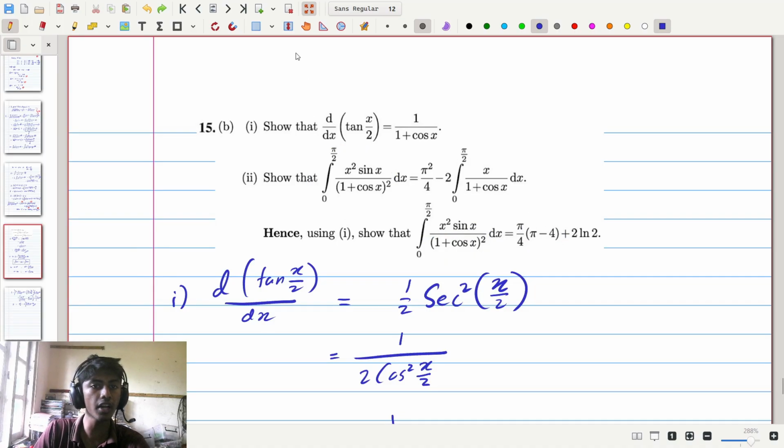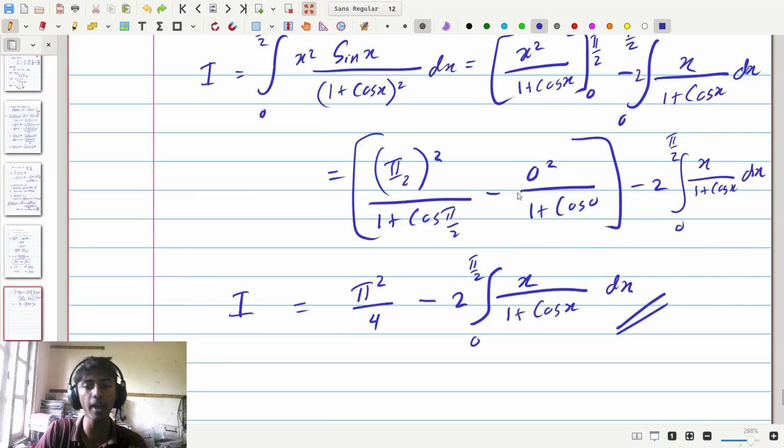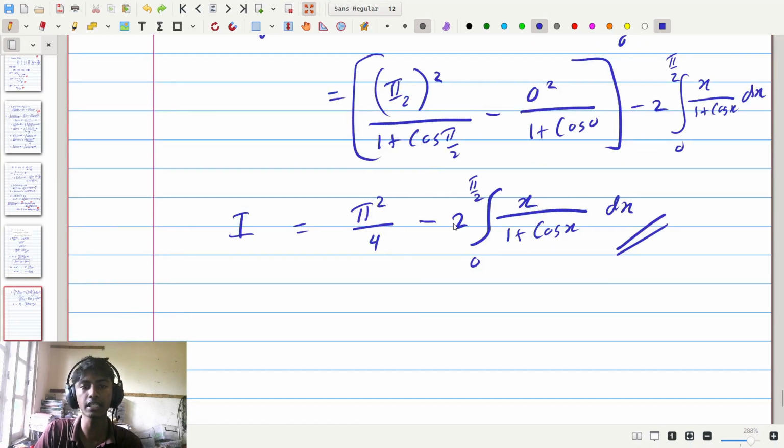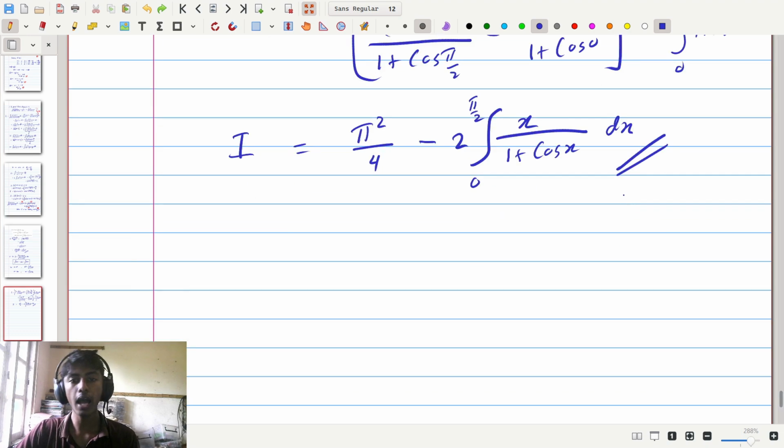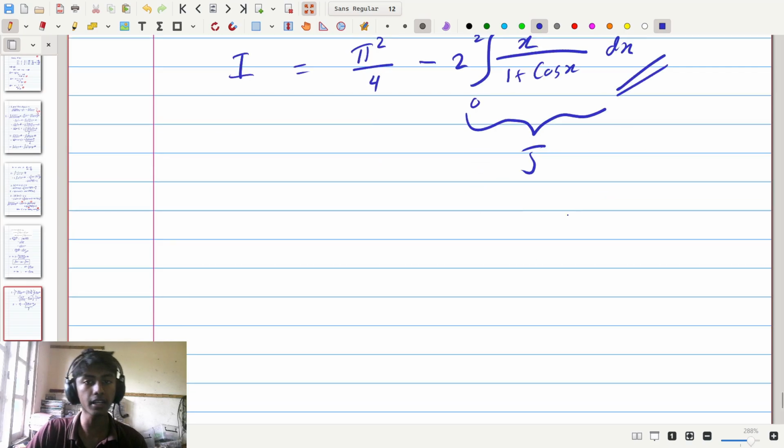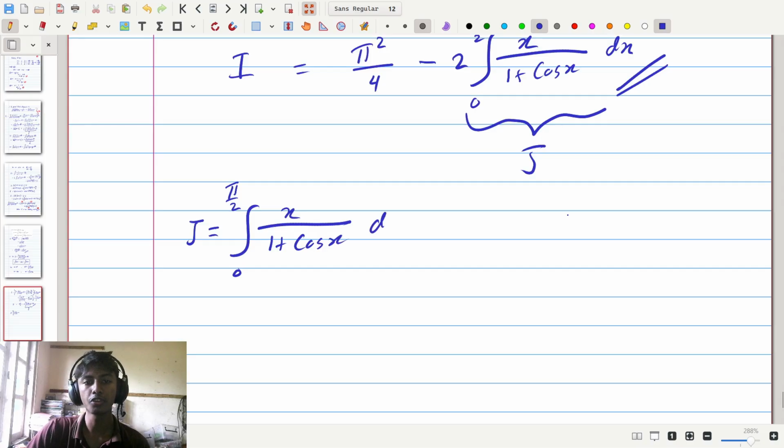Now to get this result, we need to find the actual value of this integral right here, 2 times the integral from 0 to pi by 2 of x divided by 1 plus cosine of x dx. To do this, I am going to define this integral as integral J and write it down separately and try to find the integral's value. So J is equal to the integral from 0 to pi by 2 of x divided by 1 plus cos x with respect to x.